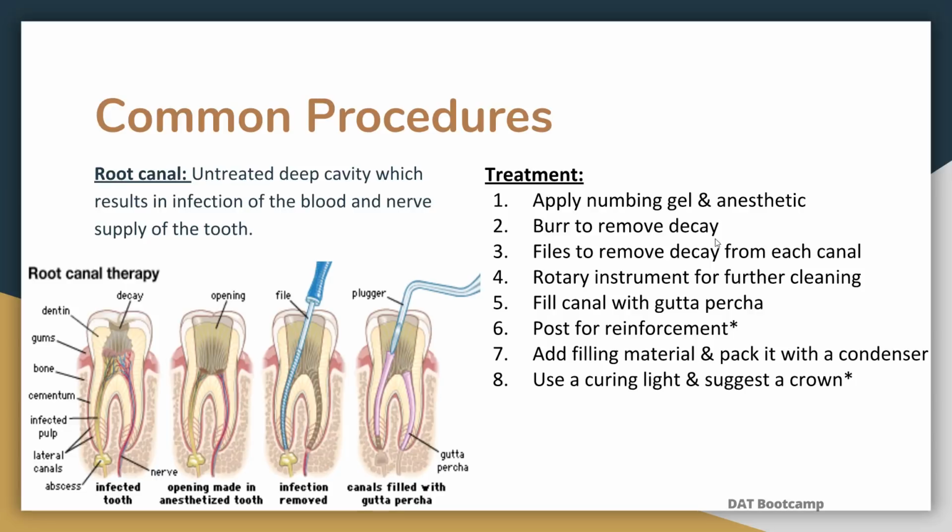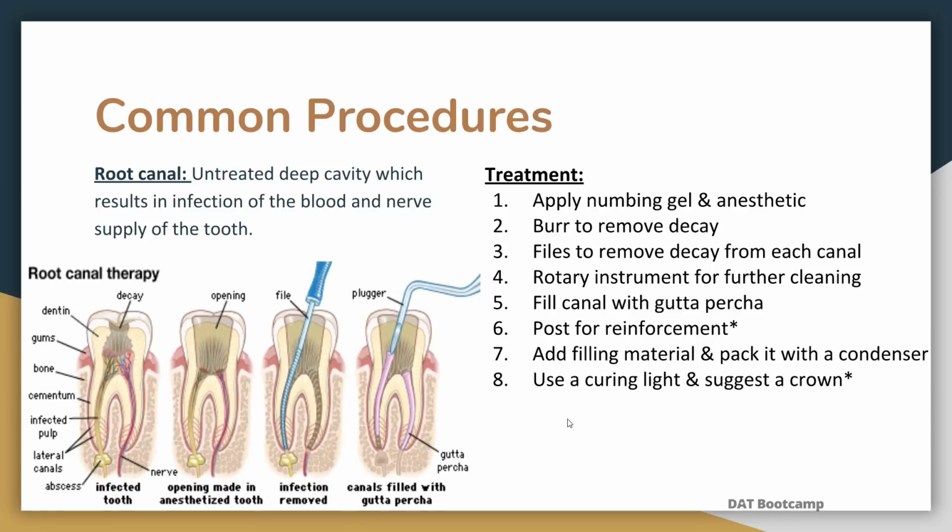We're going to use files to remove any additional decay from each individual canal. And you probably remember these files, those small things, and then you sort of have to do a rubbing motion between your index finger and your thumb to remove any additional decay. You can use rotary instruments for further cleaning if needed. Afterwards, you're going to fill the canals with gutta percha. And you remember these plastic-looking tubes that you sort of put in each individual canal.